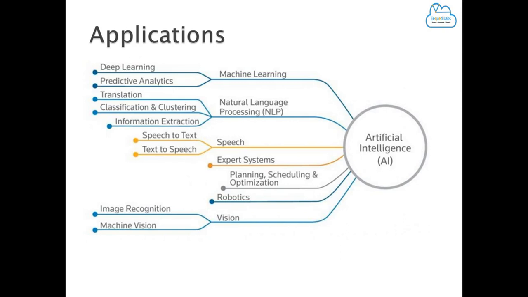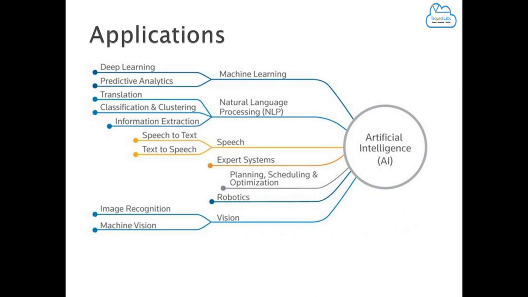Then we have a subdomain of artificial intelligence called natural language processing. What we do in natural language processing is pretty simple. In natural language processing, we have something called translation. If I can translate between different languages, that is, English to French, English to Hindi, English to Kannada, or any other languages, that is also an application of artificial intelligence.